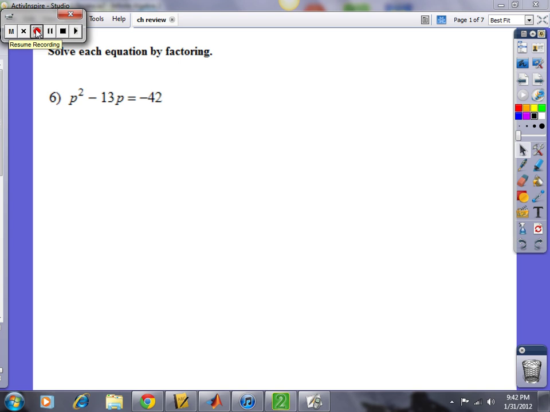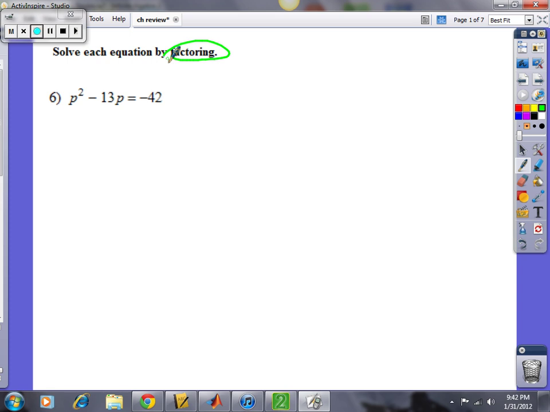Chapter 6 test is going to have 4 quadratic equations, and you're going to have to use one of each of the 4 methods to solve them. So the first method is by factoring. Factoring is the easiest. That's always our first one we try. And this is a good example of factoring, number 6, on your review.